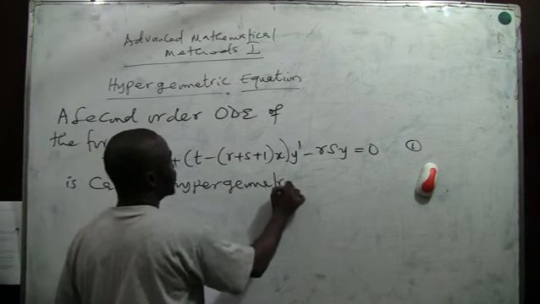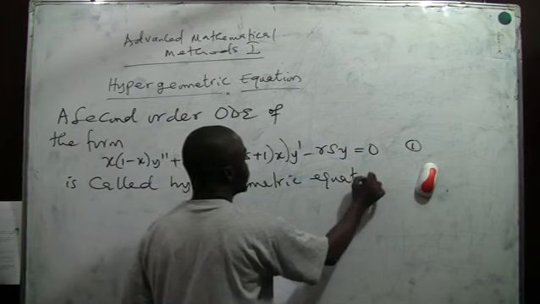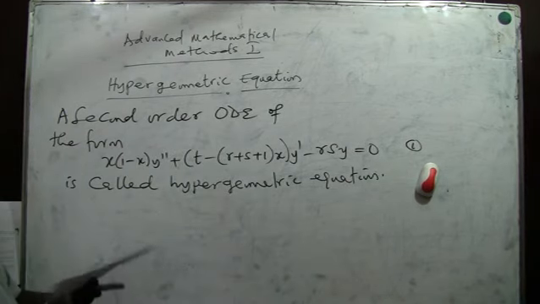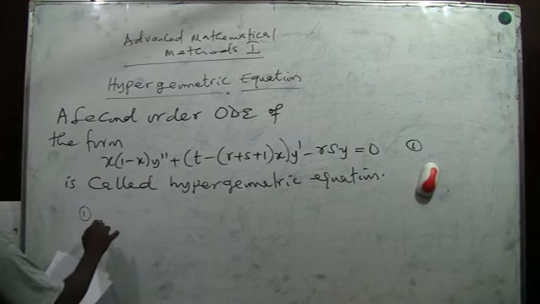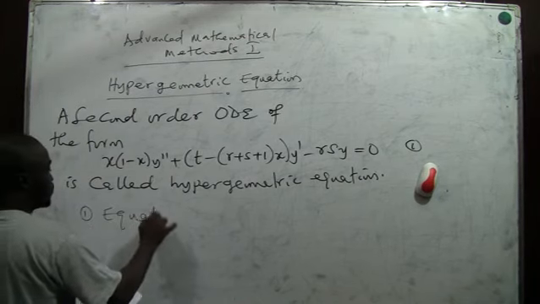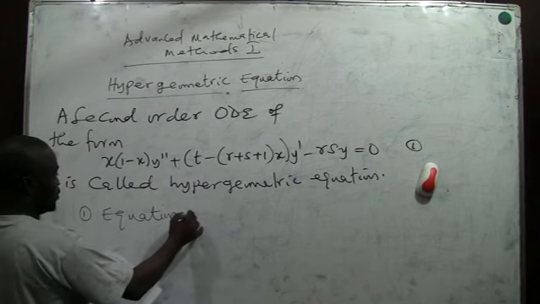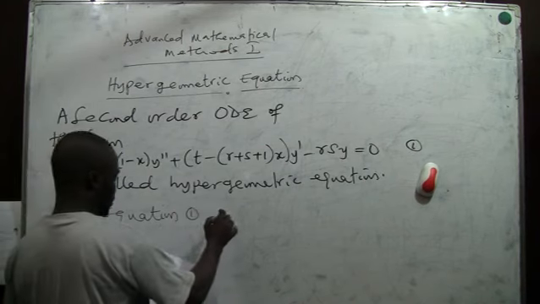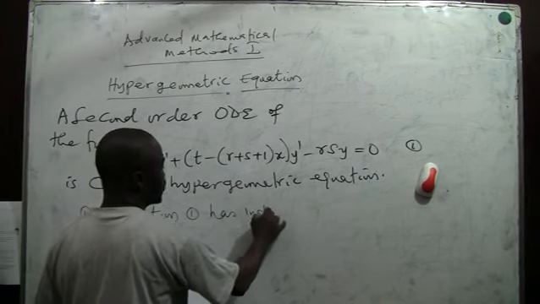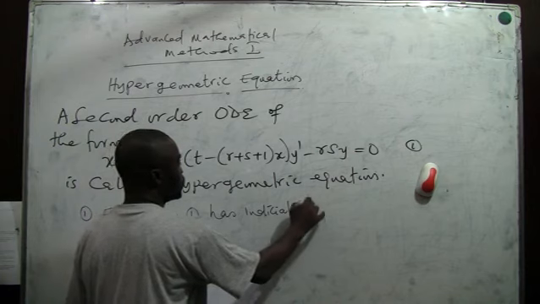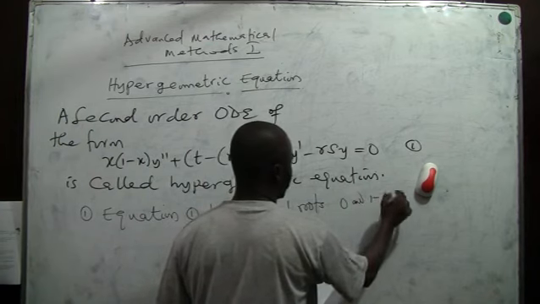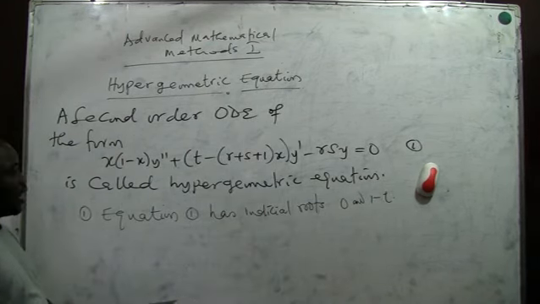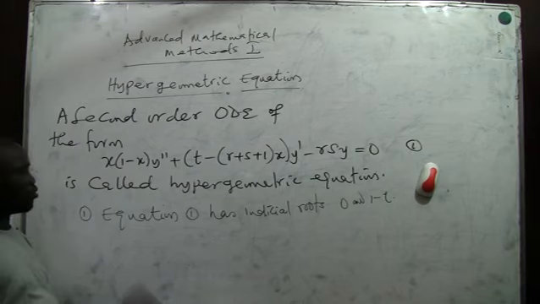That is what we have. Now, it should be noted that equation 1 has initial roots 0 and 1 minus t, after solving at regular singular point using the method of Frobenius.